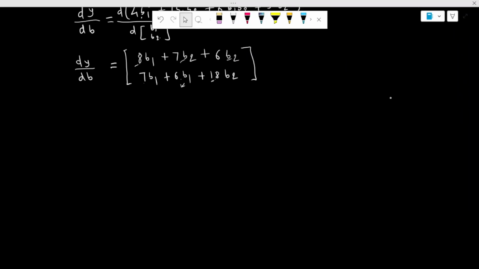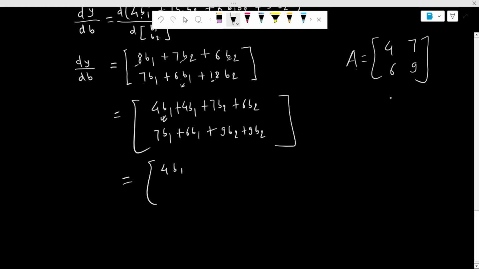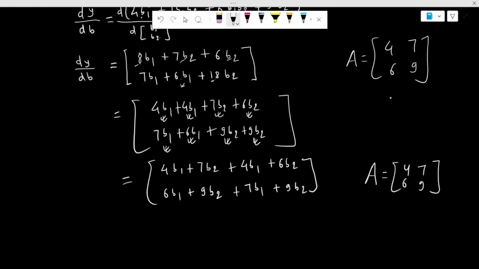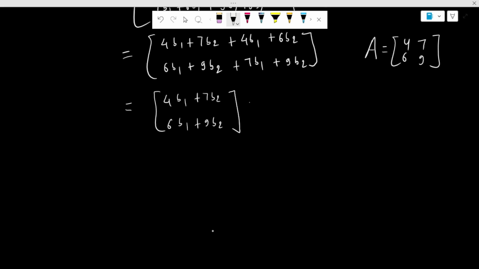So let me write the value of matrix A. Now let me divide this 8 into two equal parts. So this is 4 beta 1 plus 4 beta 1 plus, and we have 18. Let me divide it into two equal parts, 9 beta 2 plus 9 beta 2. Now let me arrange it according to our requirement, in the form of this matrix. Now let us again split them according to our requirements, and separate this matrix from the other. And so this is the result.